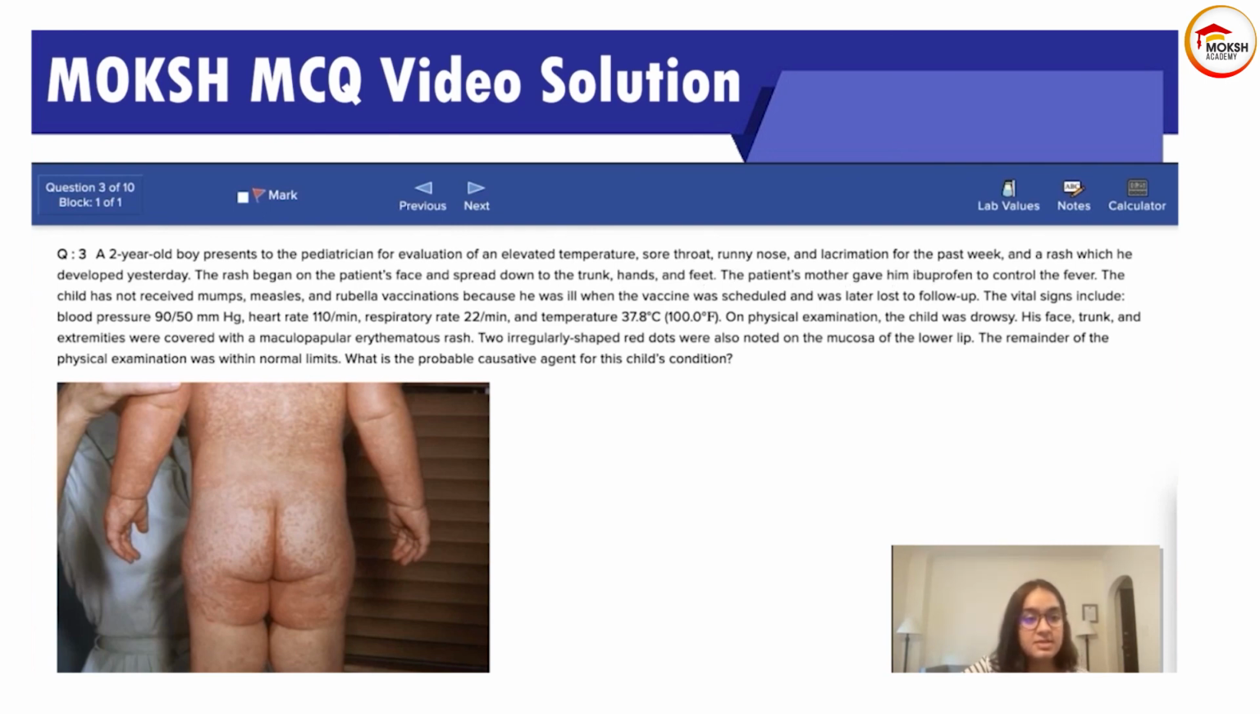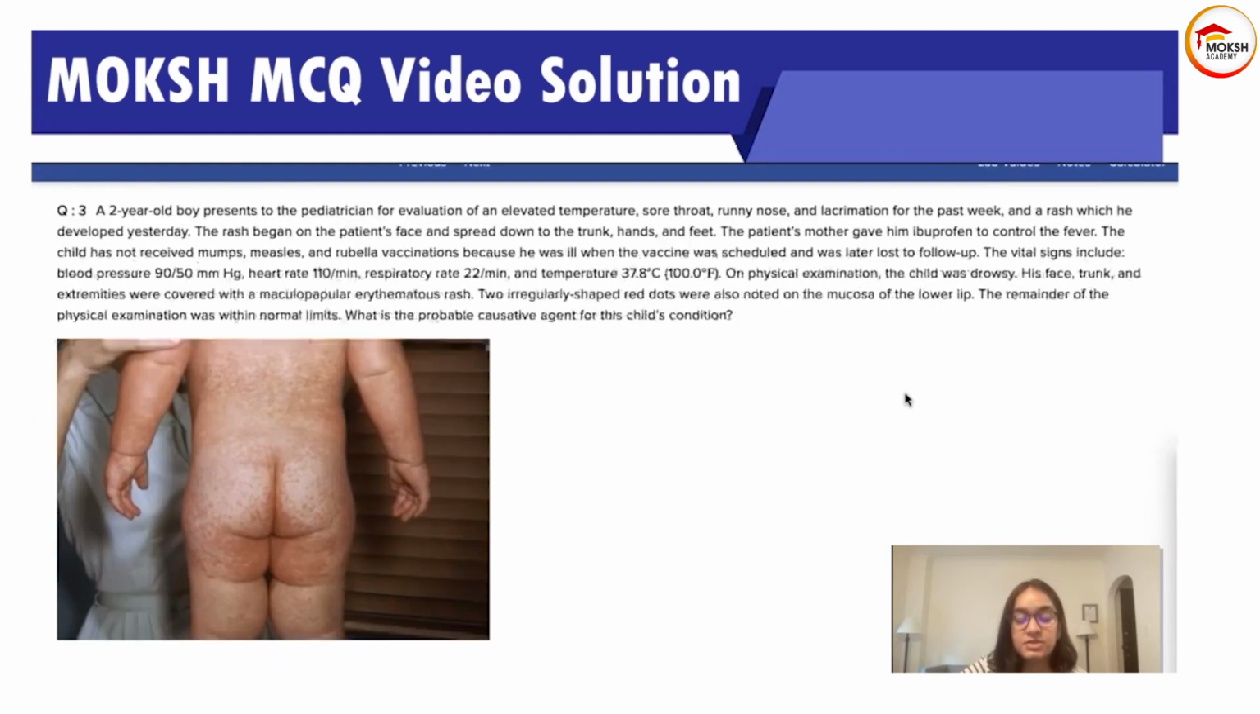The child has not received mumps, measles, or rubella vaccinations because he was ill when the vaccination was scheduled and was later lost to follow-up. Vitals are blood pressure 90/50, heart rate 110, respiratory rate 22, temperature 100. On physical examination, the child was drowsy. His face, trunk, and extremities were covered in a maculopapular erythematous rash. 2 irregularly shaped red dots were also noted on the mucosa of the lower lip. The remainder of the physical examination is normal.